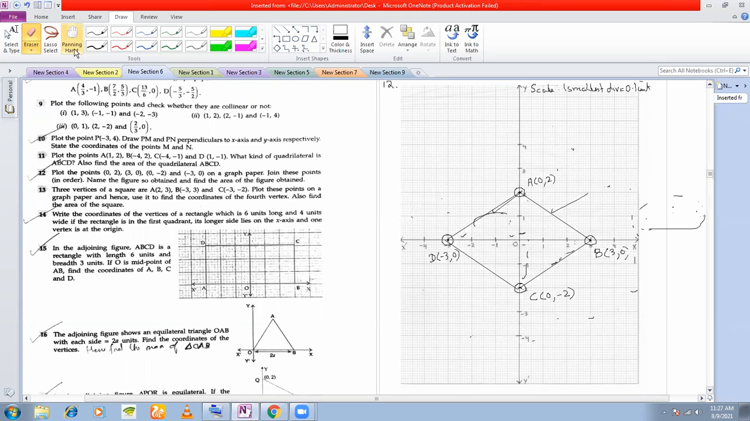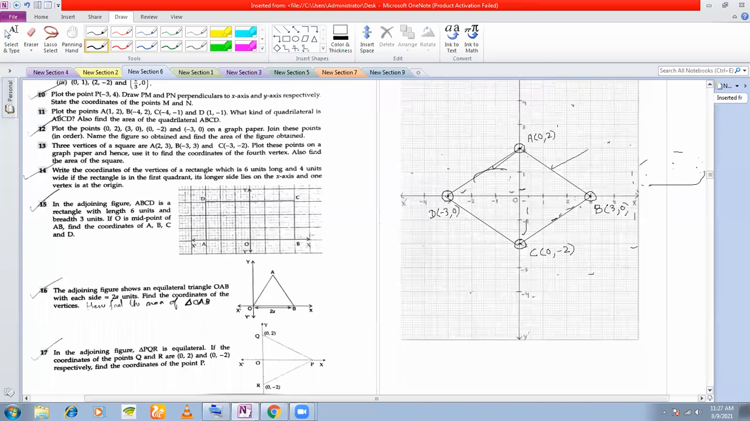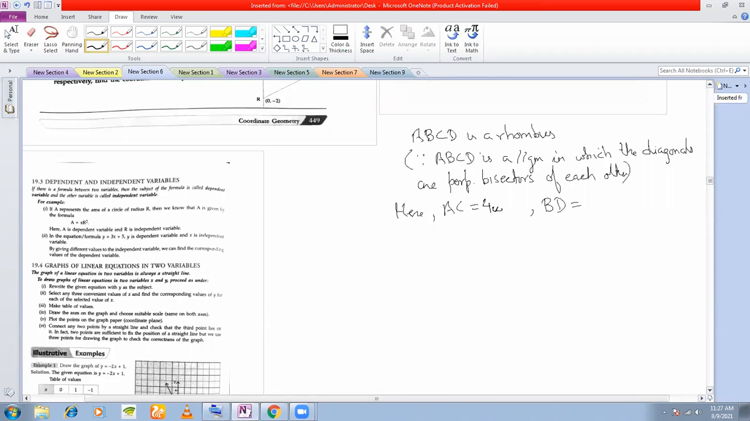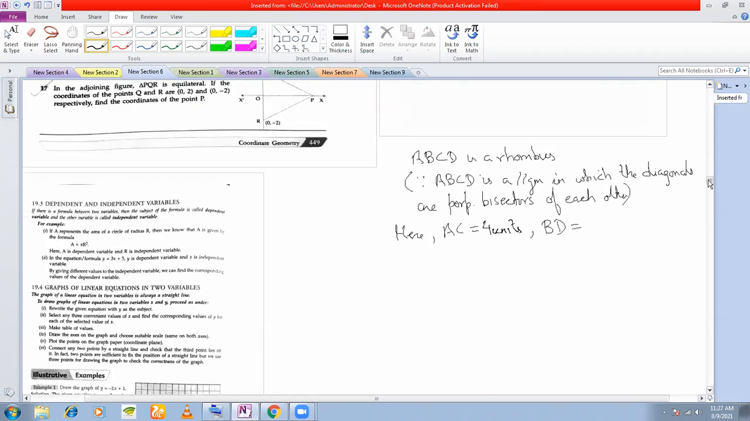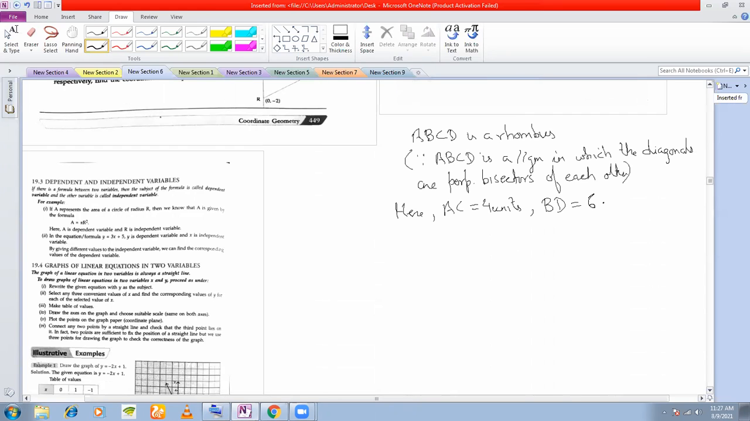Okay. So now let's write down the lengths. Here, what is AC we have got? Length of AC and length of BD. These diagonals. What is the length of the vertical diagonal AC? 4 units. And what is the length of the horizontal diagonal? 3 plus 3, 6 units. Let's write here 2 plus 2 so that you understand. AC is equal to 2 plus 2 equal to 4 units. And BD is equal to 3 plus 3 is equal to 6 units.